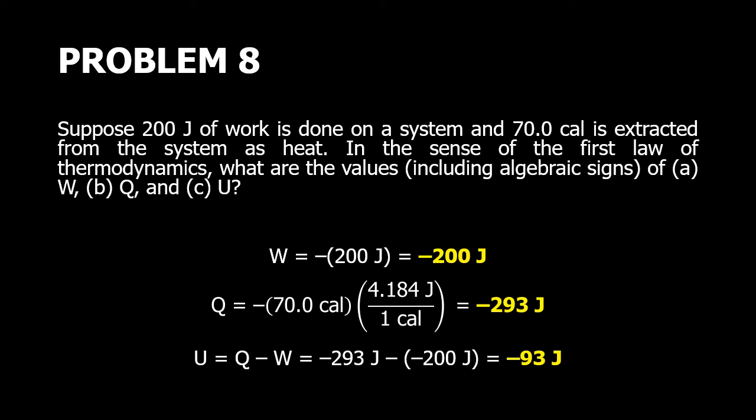For the internal energy, that is Q minus work. So that is negative 293 joules minus negative 200 joules, so that's plus 200 joules, which equals negative 93 joules.